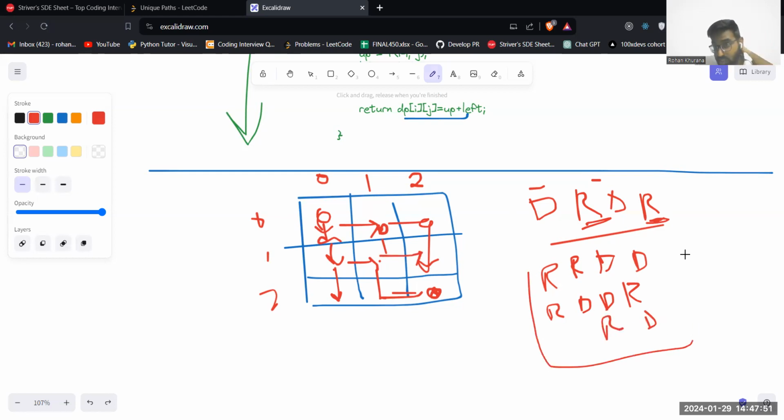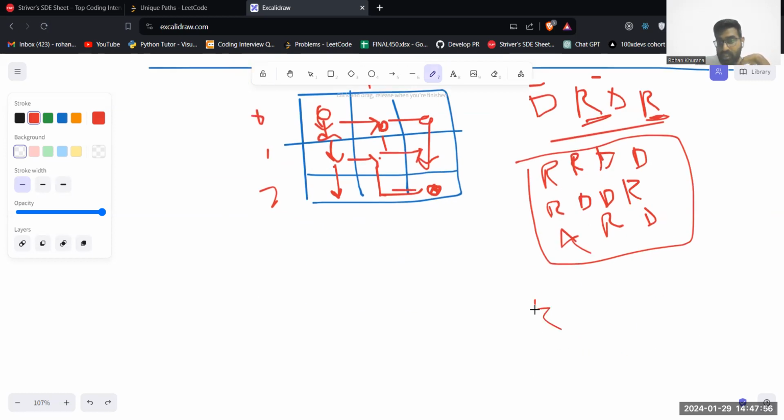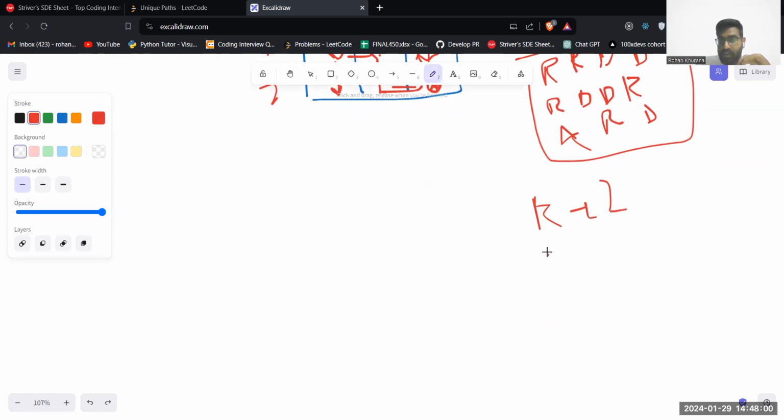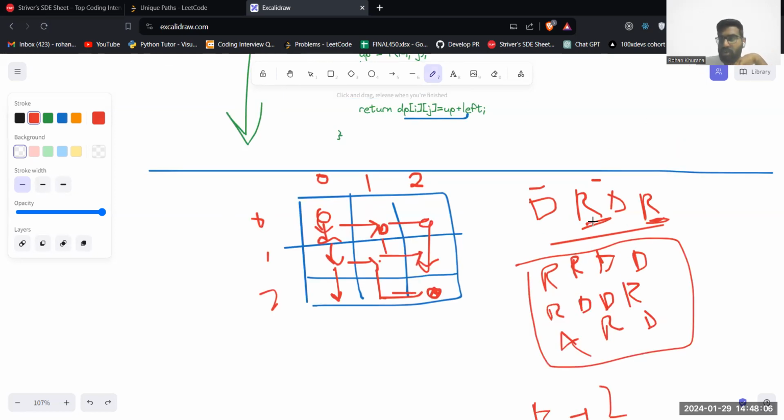So for every solution, you will notice that right is coming two times, D is also coming two times. And this is not a 2 cross 2 matrix, this is a 3 cross 3 matrix. I'm sorry. There are nine cells and not four cells.